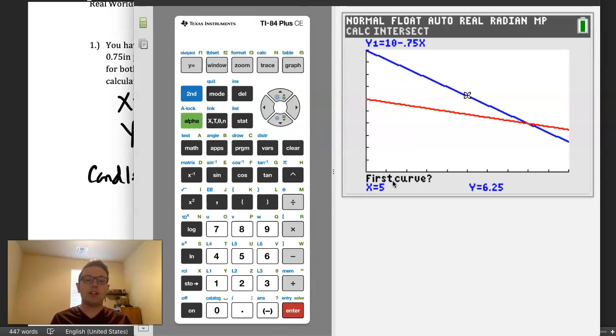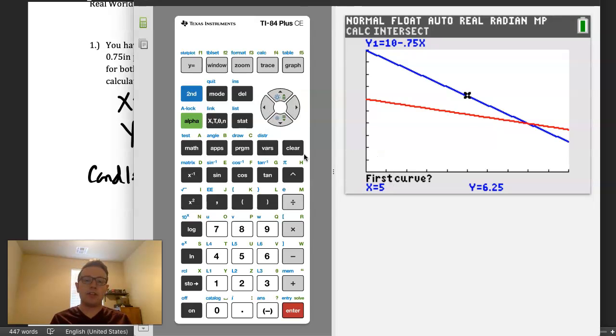It'll ask you what the curves are. What this is asking is which line is which. So the first line we want to check is the blue line. The second line is just the second line. And then it'll ask you for a guess. Let's get kind of close by moving left and right, and we'll get sort of close to there, see what our answer is.